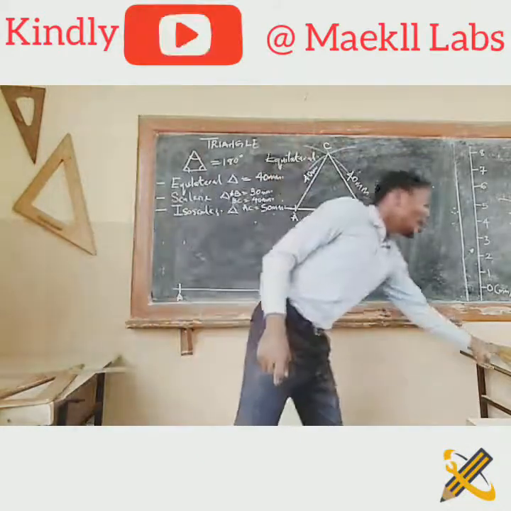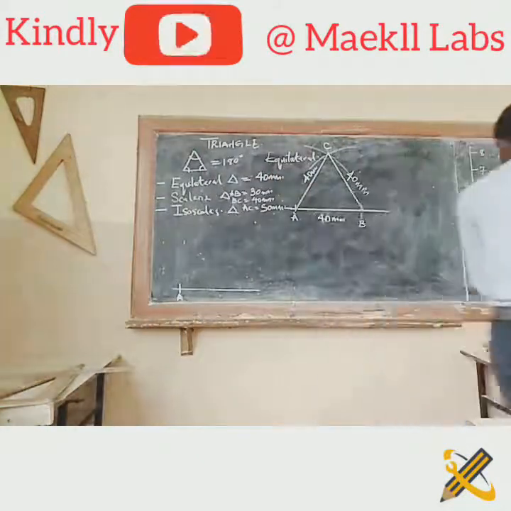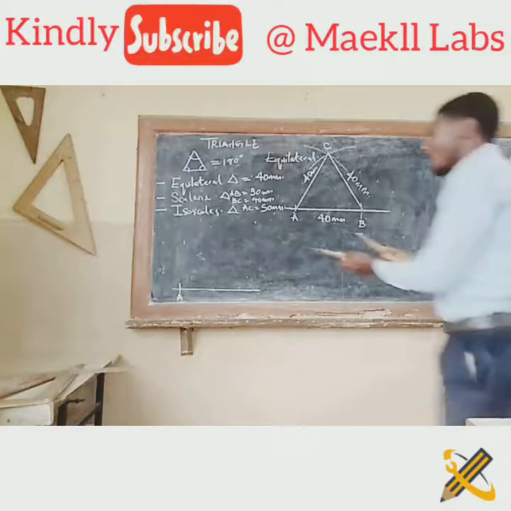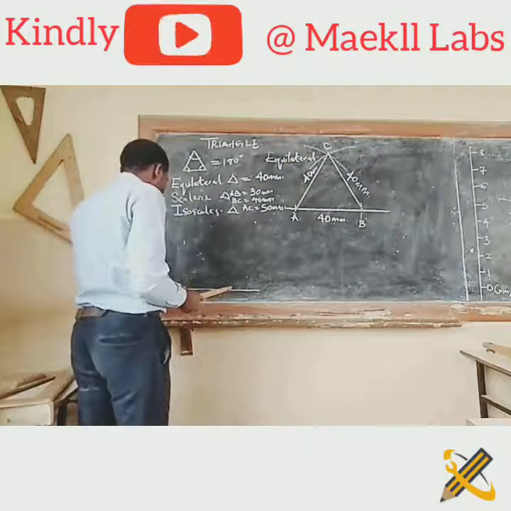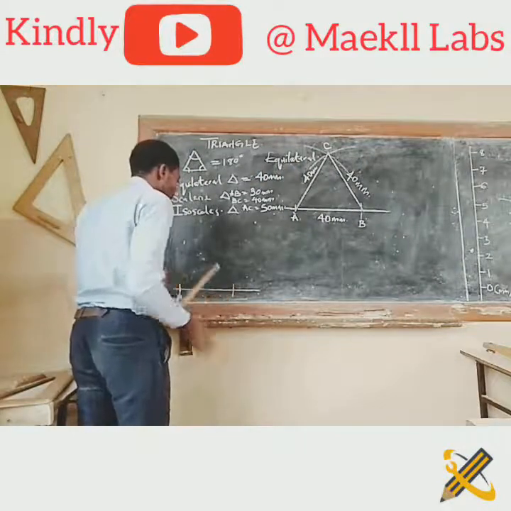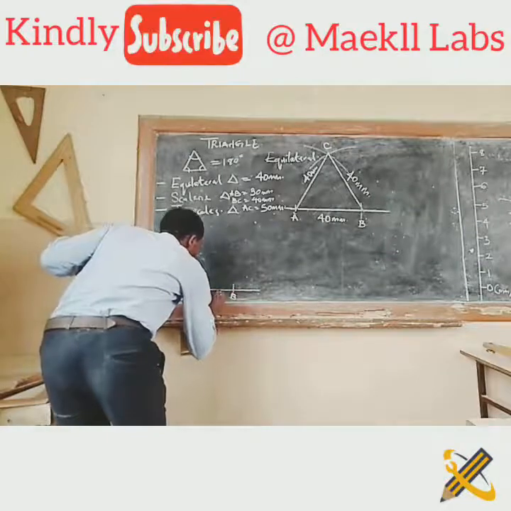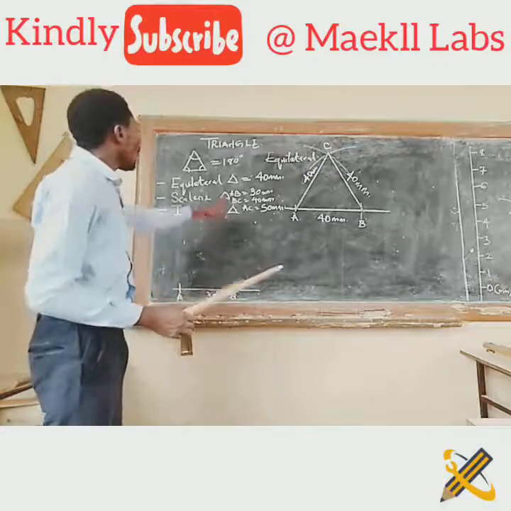So pick your compass, go to your ruler, and measure 30. Okay, this is my 30. Can you see? That's my 30. I place it at point A, I strike. So that's my B. So AB here is 30.